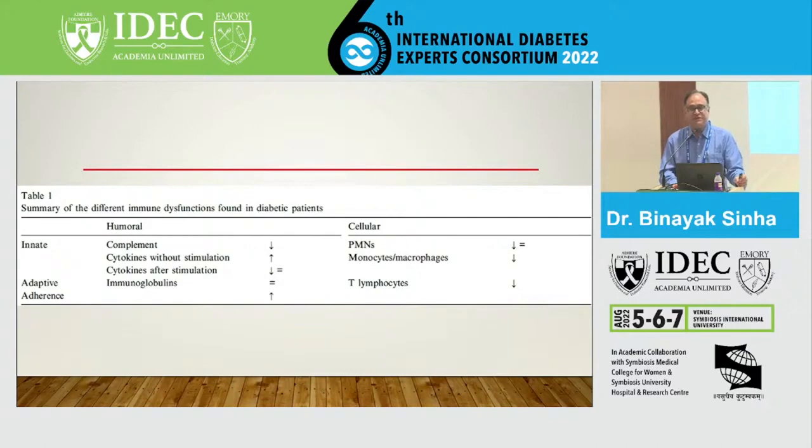But why is that? Because different immune functions found in diabetes patients, the innate immunity, the adaptive immunity or the adherence, are all worsened by diabetes. There is a reduction of complements, there's an increase of cytokines without stimulation and a reduction of cytokines after stimulation. Immunoglobulins are not changed. Polymorphonuclear leukocytes do not work very well. Monocytes and macrophages do not have the same power of swallowing up microorganisms as they did. And T lymphocytes do not remember to kill off the microbes like they would normally.